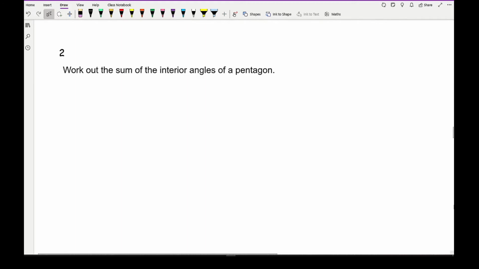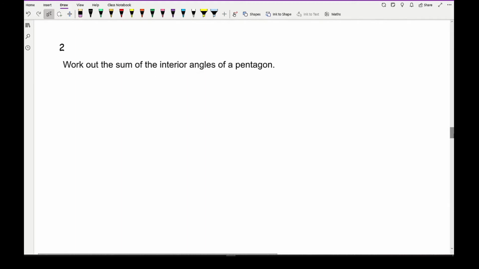So let's have a look at question 2. Now question 2 is very, very similar to question 1. It says work out the sum of the interior angles of a pentagon. So again, we're looking for the total of the interior angles of a pentagon. So again, let me just write down the key aspects. We're looking for the total, we're looking for interior angles, and a pentagon has got 5 sides.